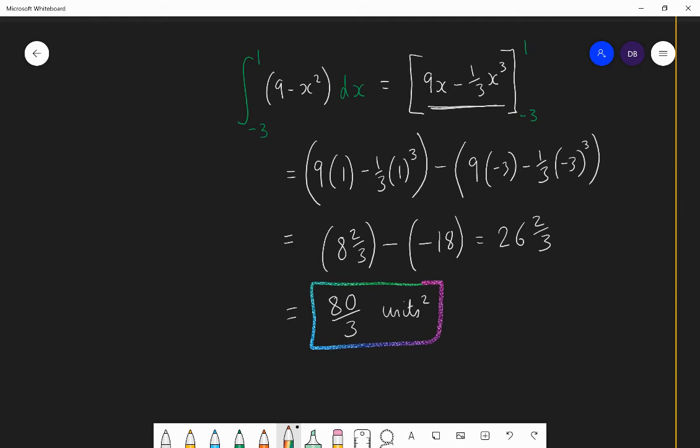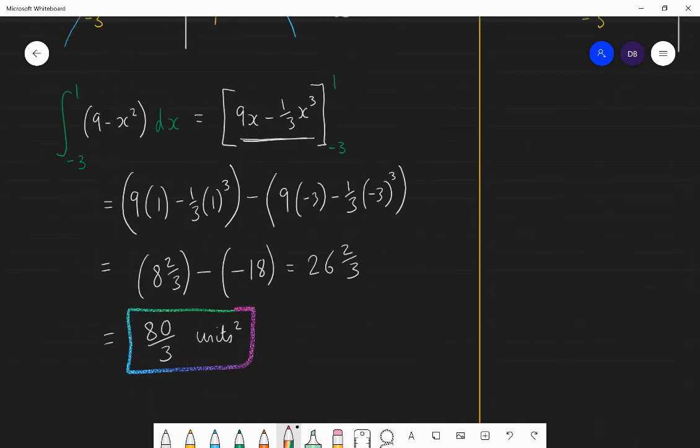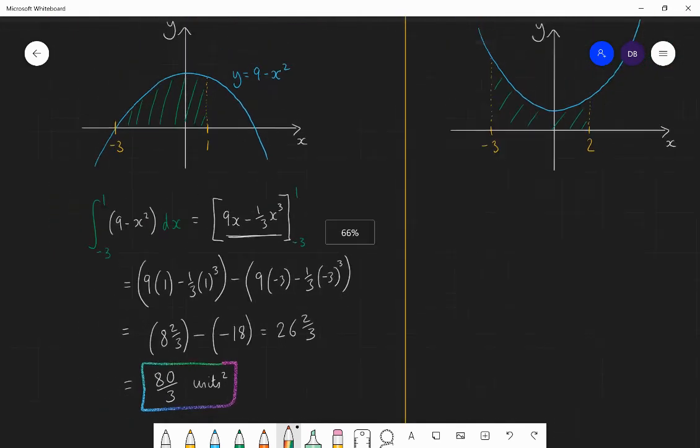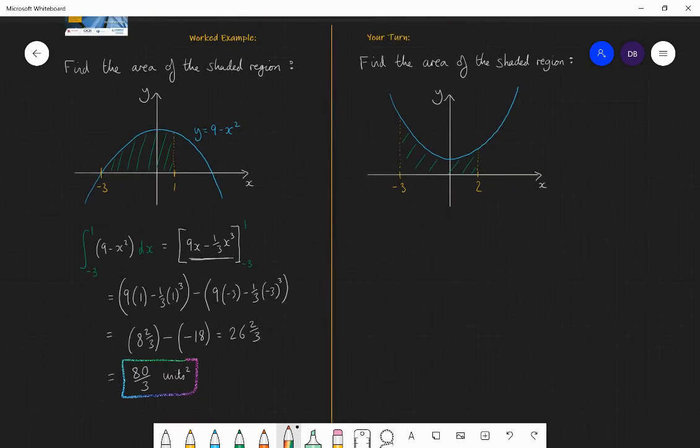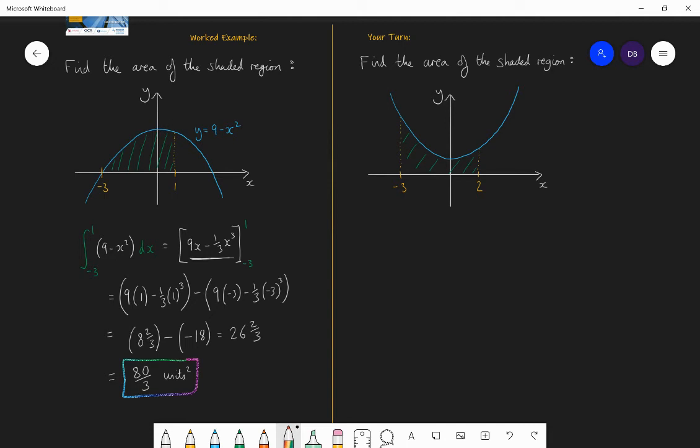Okay, so I would like you to have a go now at this one. Find the area of the shaded region for this graph here. The graph's equation is y equals x squared plus 5.